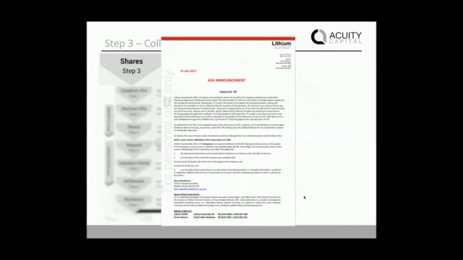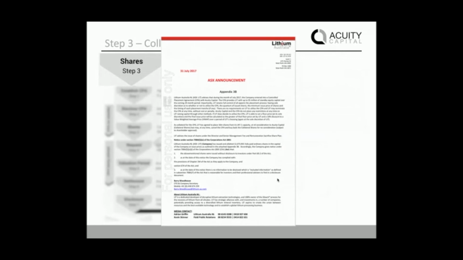And then this is an example of the 3B. I'm not sure if you can read all of that, but the key part is that the first paragraph is literally just lifted from the quarterly, so it's probably not actually necessary to include that. The more important paragraph is the second paragraph, which is talking about, as collateral for the CPA, Lithium has agreed to place 10 million shares from its 7.1 capacity at nil consideration to Acuity. They're the collateral shares, but Lithium may at any time cancel the CPA and buy back the collateral shares for no cost. And that's an important thing to remember as well. You can see also there's a cleansing statement there, but that is literally the process.